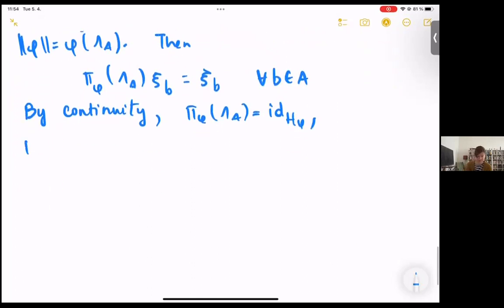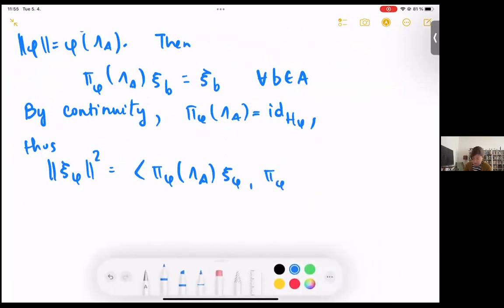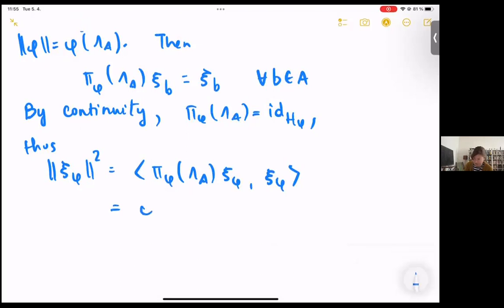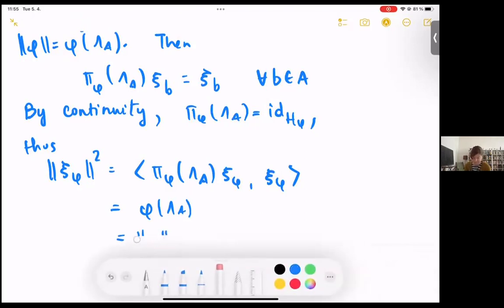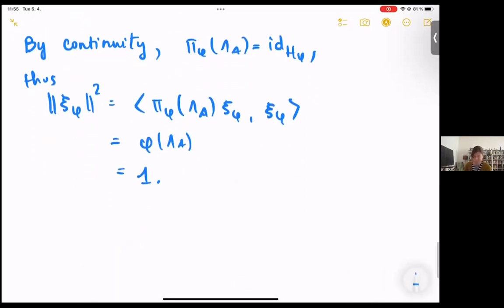And from there, the result is fairly straightforward. So this is just, which we have just shown is exactly phi of 1a, which, since phi is a state, is exactly 1. And that's all we had to prove there.